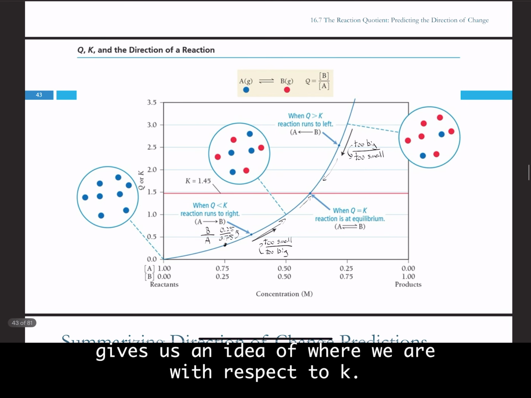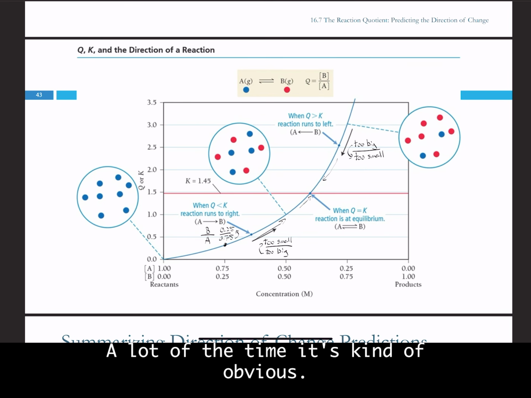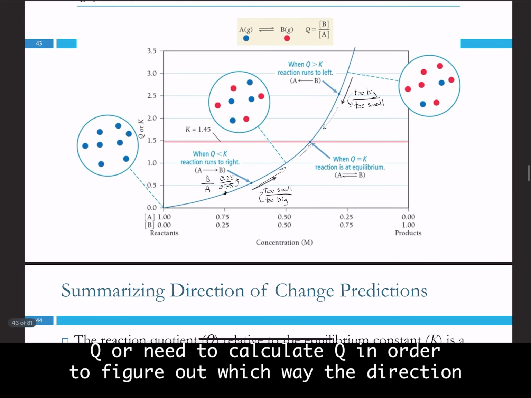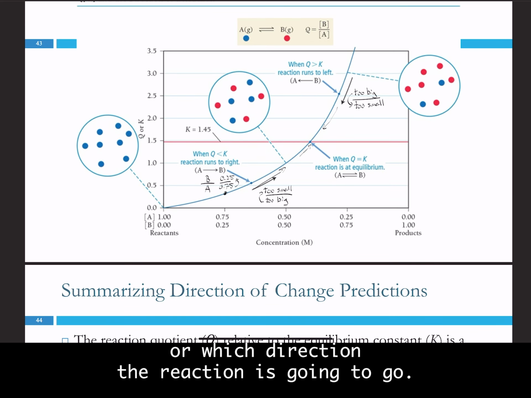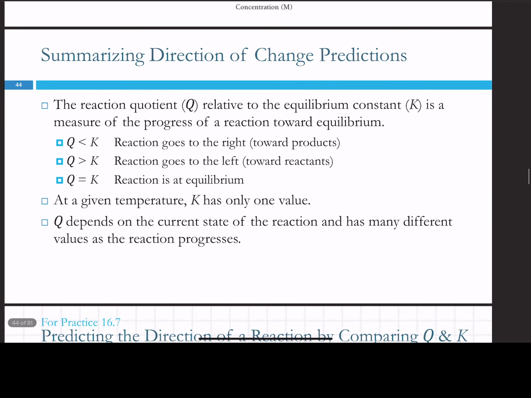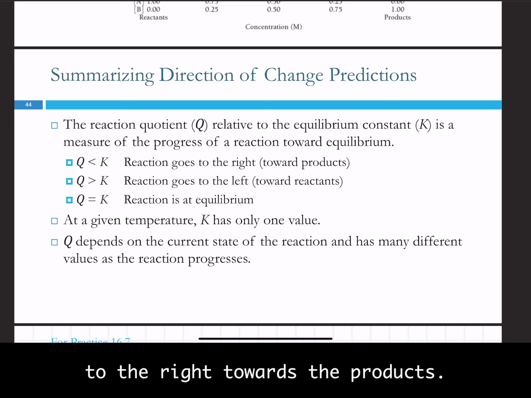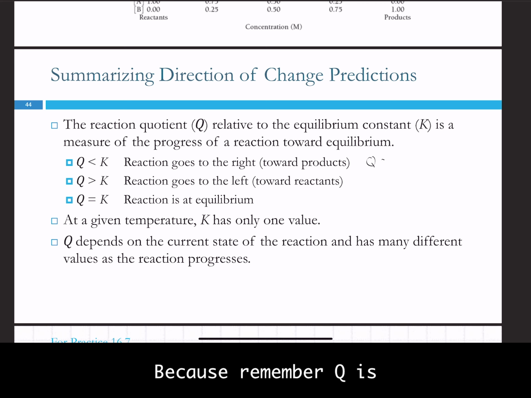So Q gives us an idea of where we are with respect to K. A lot of the time, it's kind of obvious. Sometimes you might want to calculate Q or need to calculate Q in order to figure out which direction the reaction is going to go. So when Q is less than K, our reaction goes to the right towards the products, because remember Q is products over reactants.